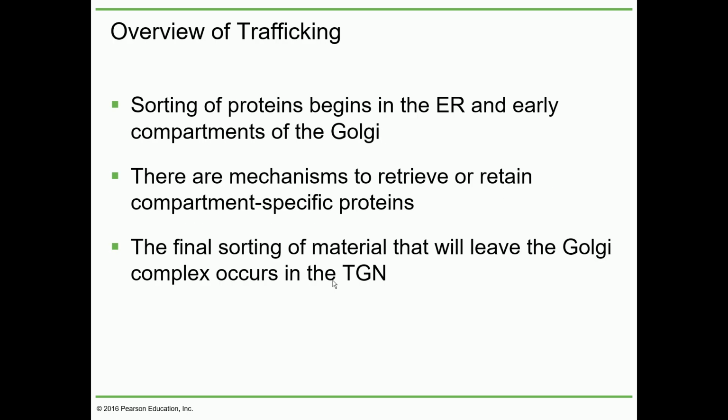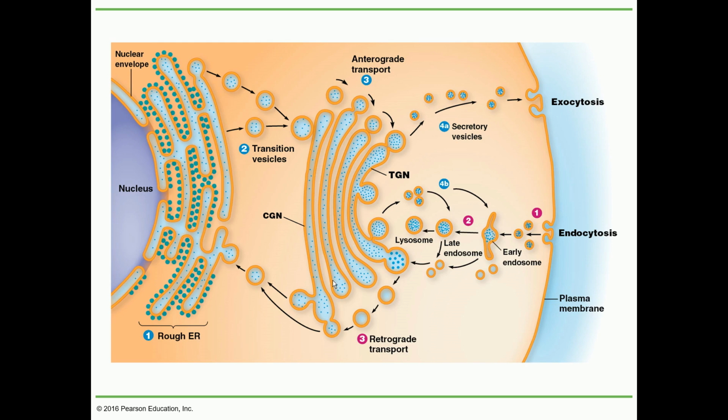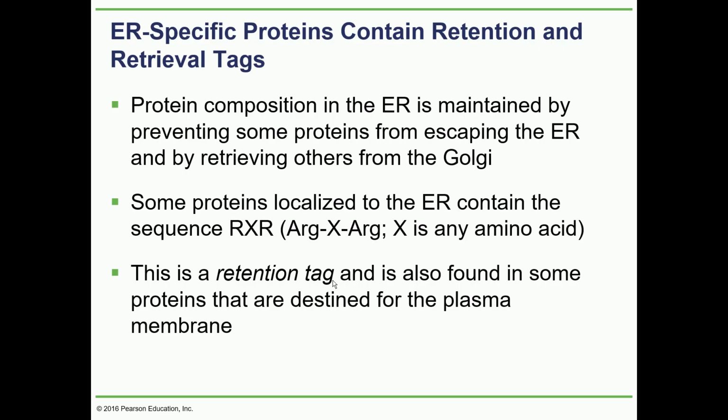Some of the proteins stay in the ER because they have tags in them, and they're called retention tags. So a protein is going to stay in the ER because it has a retention tag for staying in the ER, and the retention tag for staying in the ER is RXR, where R is arginine, X can be any amino acid, and the other R is also arginine.